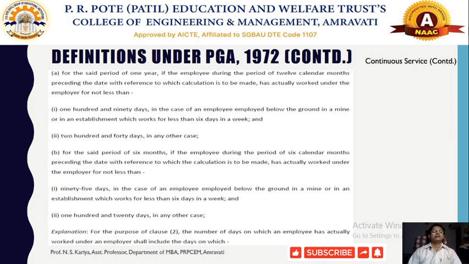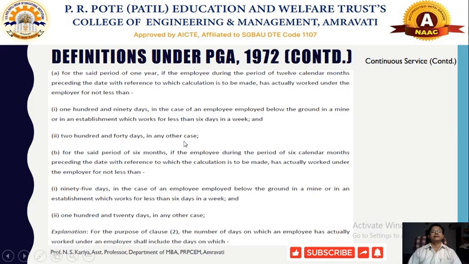In the first case, we will see 190 days, in case of an employee employed below the ground in a mine, or any other establishment with work for less than 6 days in a week, wherever the week is 6 days per week. So under mines, a specific kind of industry, 190 days of continuous service, including leaves, will be counted.